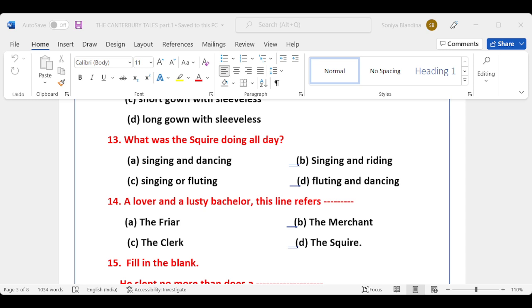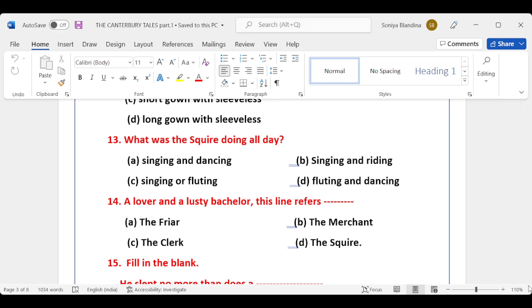It is option C, singing or fluting. 14th question. A lover and a lusty bachelor. This line refers to whom? Option A, the friar. Option B, the merchant. Option C, the clerk. Option D, the squire. Yes, it is option D, the squire.